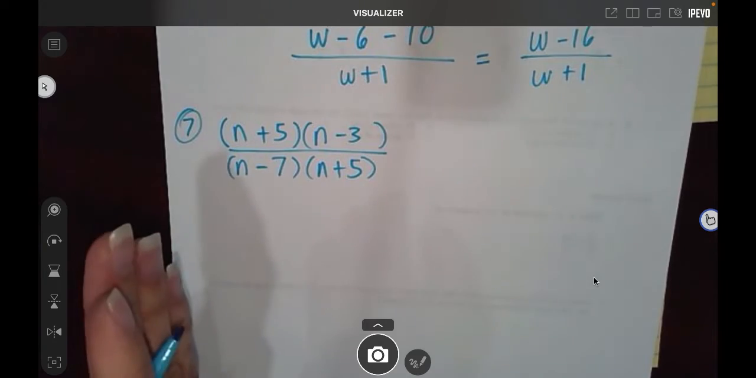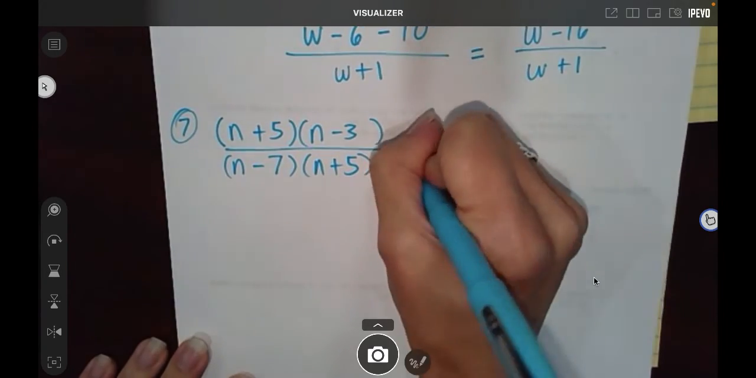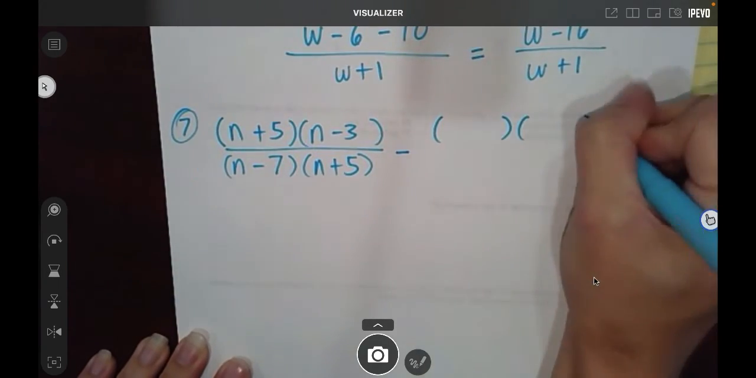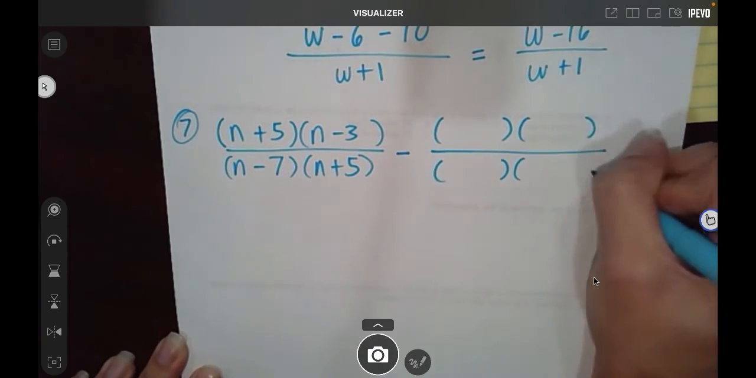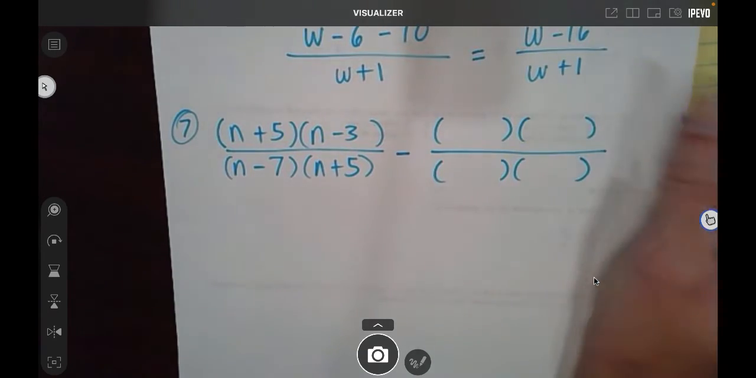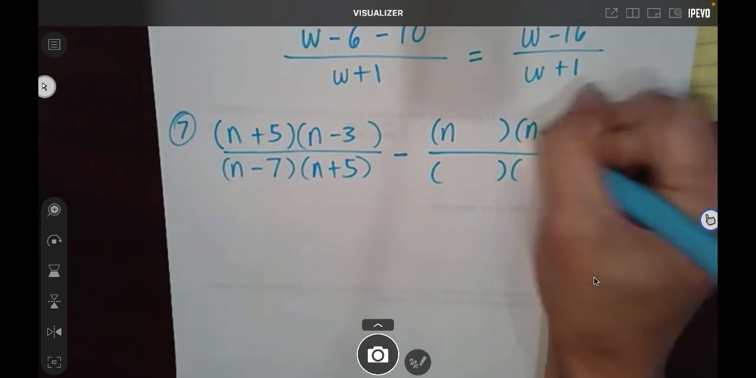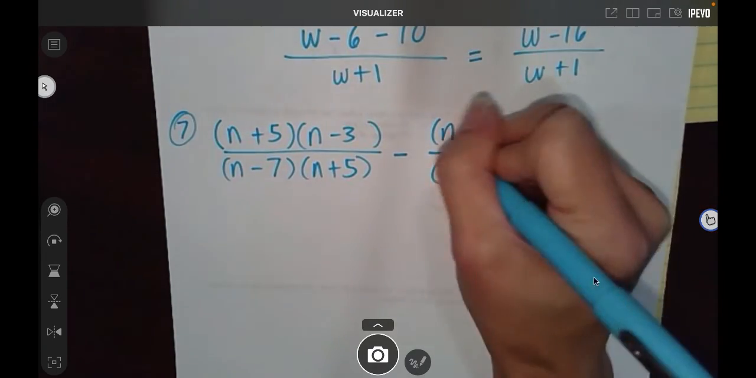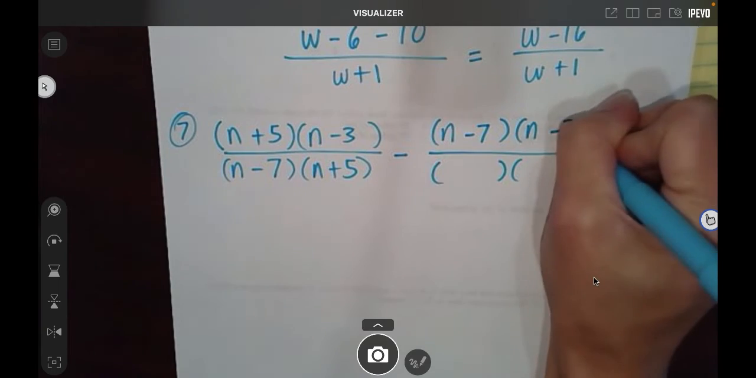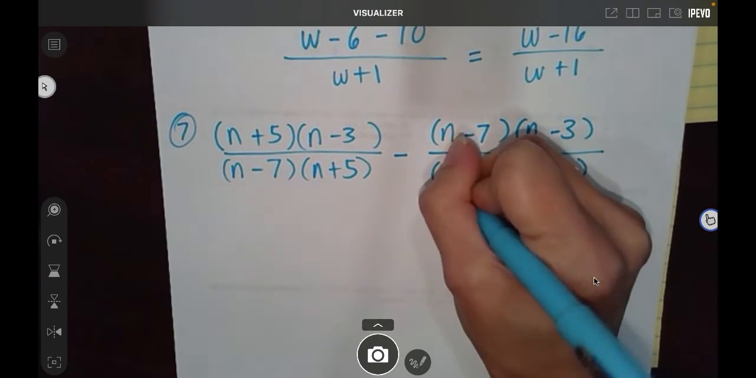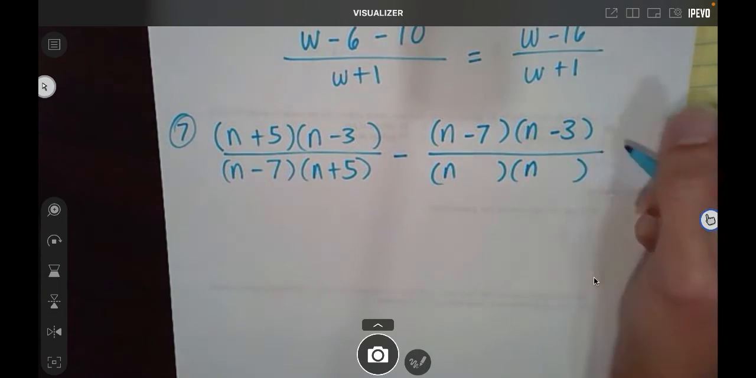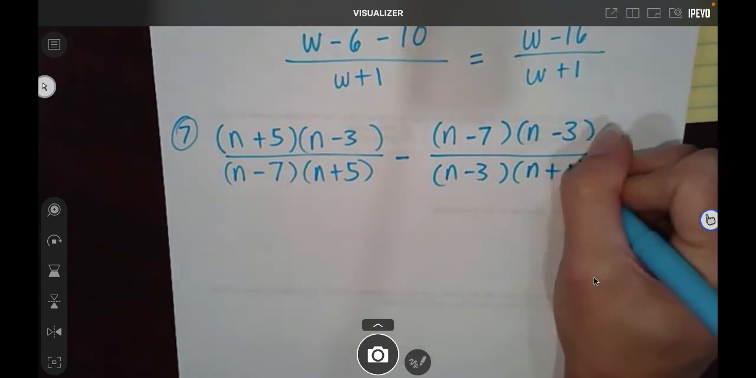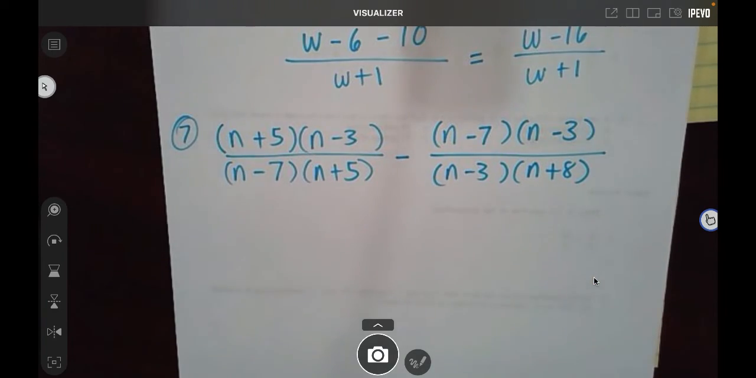But let's keep going. Now I'm gonna factor, and y'all, if y'all have any questions, I'll stop as soon as we factor, and you can ask me where we got something. So N and N, and you said minus 7 minus 3. That's correct. And then the bottom. Minus 3 plus 8. Yep. Minus 3 plus 8.